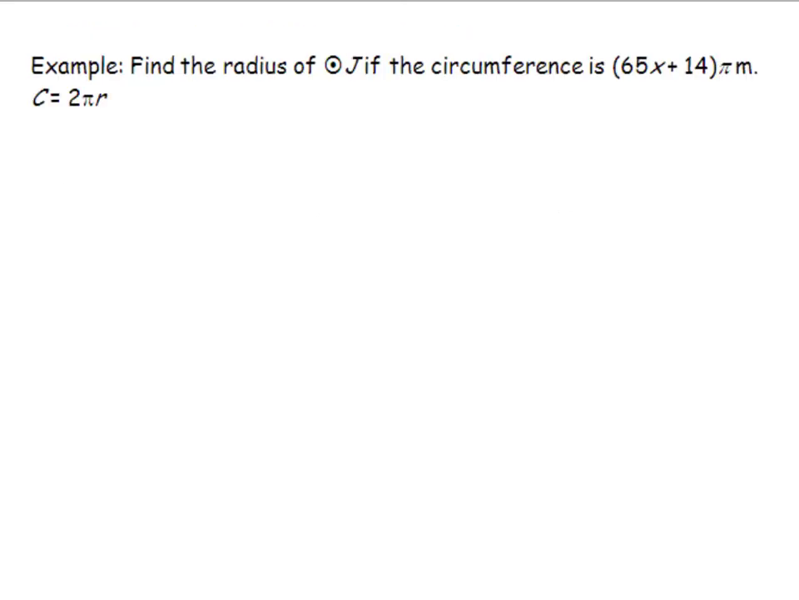Now in this example, they're asking us to find the radius of my circle J, given the circumference is 65x plus 14 times pi meters. And they also give me what the circumference formula is. So to figure out what our radius is, we're going to write down my circumference formula first, so 2 pi r, and I'm going to fill in what they gave me. They told me that my circumference was 65x plus 14 pi. That is equal to 2 pi r.